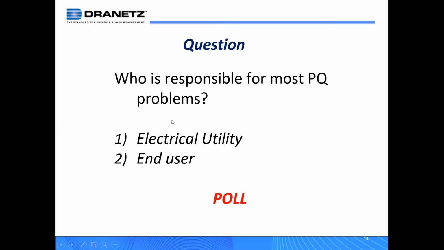So we're going to do our first poll question, and let me pop up the poll. Just bear with me a second here. So the question to you folks is, who's responsible for most power quality problems? Is it the electrical utility or the end user? So we're just going to give you folks a couple seconds to respond.